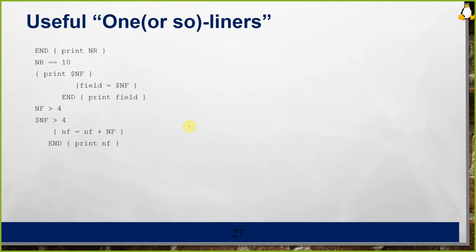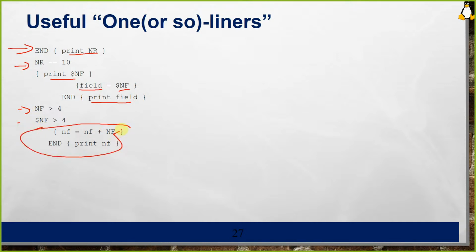These are some of the popular one-liners in Awk. This will print all the records. NR equals 10, print NF, field number NF, field is equal to NF, and print the field. NF greater than 4, we are printing. So these are simple one-liners.